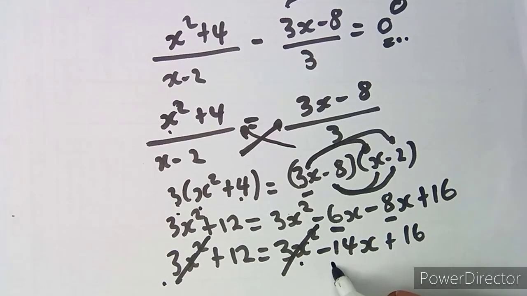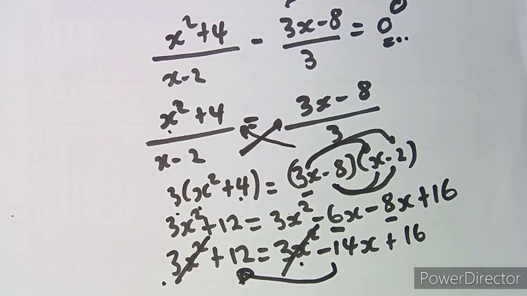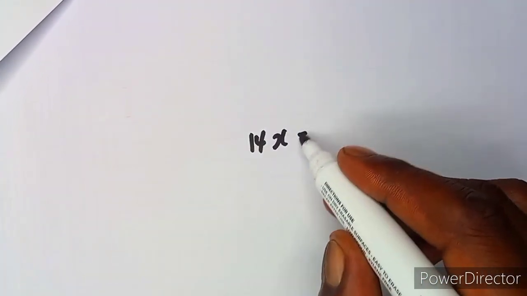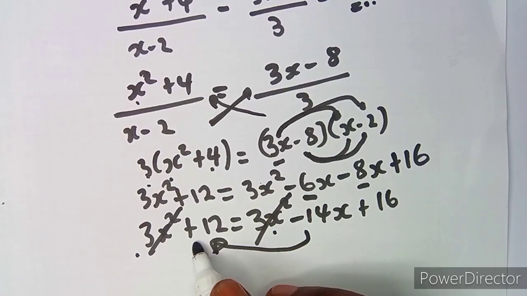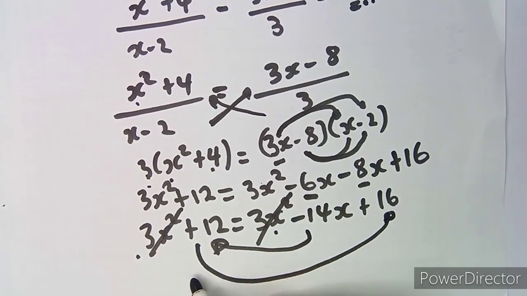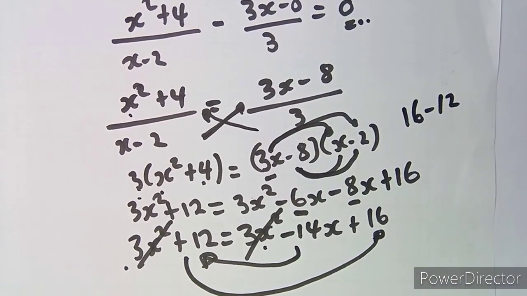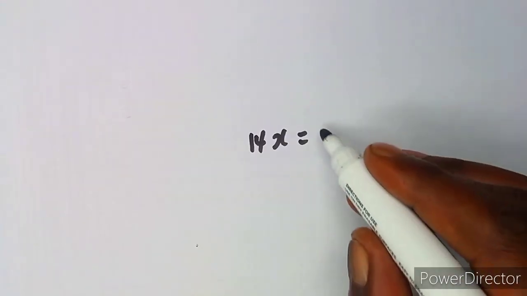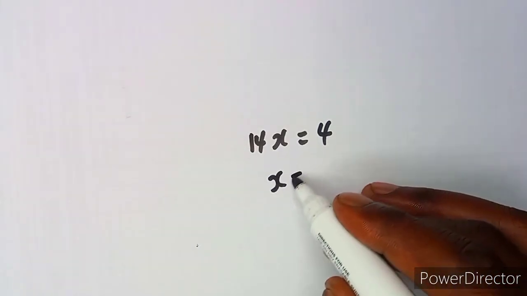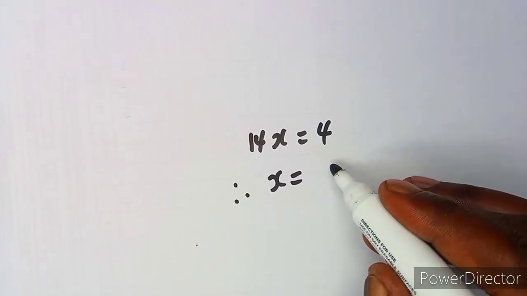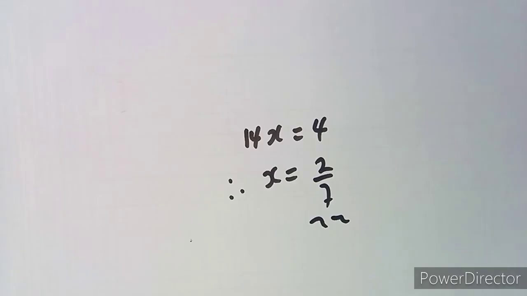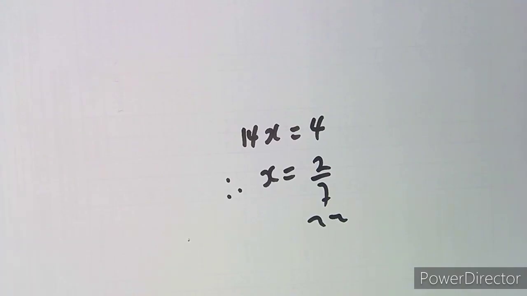So we can now take minus 14x to the left hand side so that it becomes a positive. So we'll be having something like 14x equal to positive 12 to the right hand side, which is going to be a negative. So it's going to be 16 minus 12, which is definitely 4, because we are subtracting a smaller number from a bigger number. So it's going to be positive 4. Divide by 14 by 14 so that we obtain x. So it's going to be something like 2 over 7 from your calculator. So that is the equation which is carrying 4 marks.